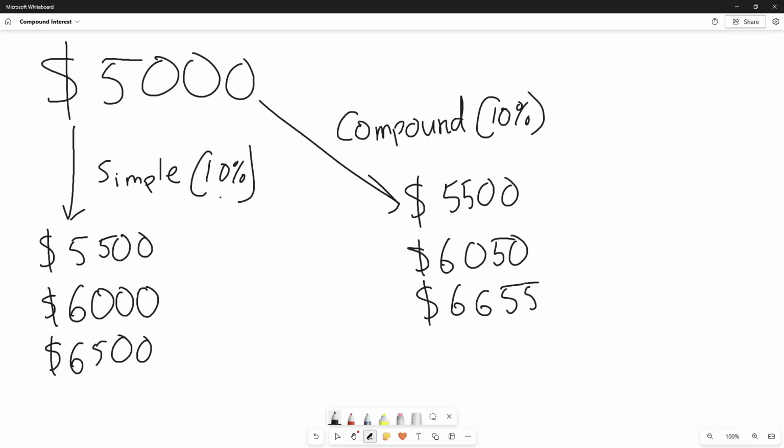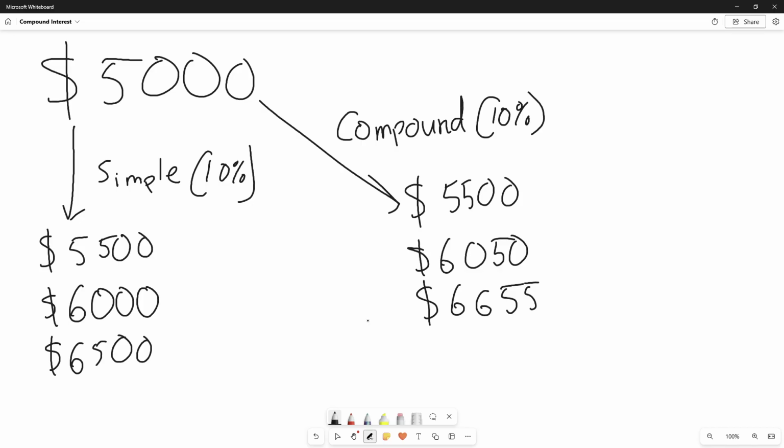how much it increases yearly. So that means 10% increase every year. And for simple interest, it takes 10% of your initial investment amount, which is $5,000, and it adds that every year. So 10% of 5,000 is 500, and then it adds 500 each year. So in year one, you have $5,000. Year two, you have $5,500, and then on year four, you have $6,500.